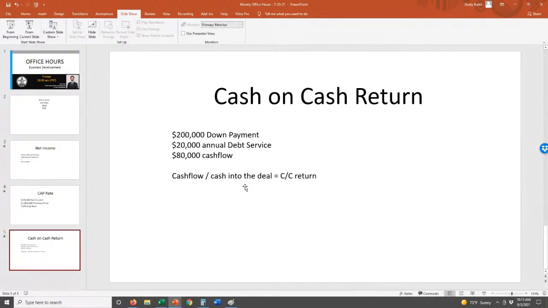Cash flow divided by the cash into the deal is your cash on cash return. Return on equity would be this calculation, but also the additional equity that you received at closing divided into the amount of years you have on the deal. Let's talk about that.